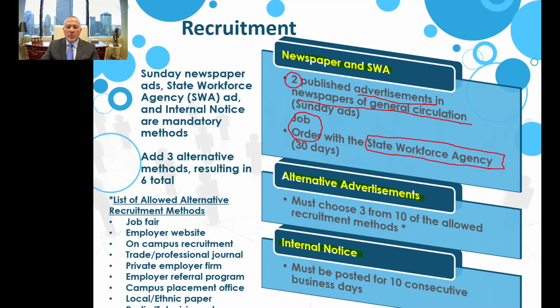We have to post there in their job order for 30 days. And what is the job order? The job order is where unemployment compensation seekers, U.S. workers who are receiving unemployment checks, have to apply for jobs. So we have to post where they see the job and then they can apply for it.